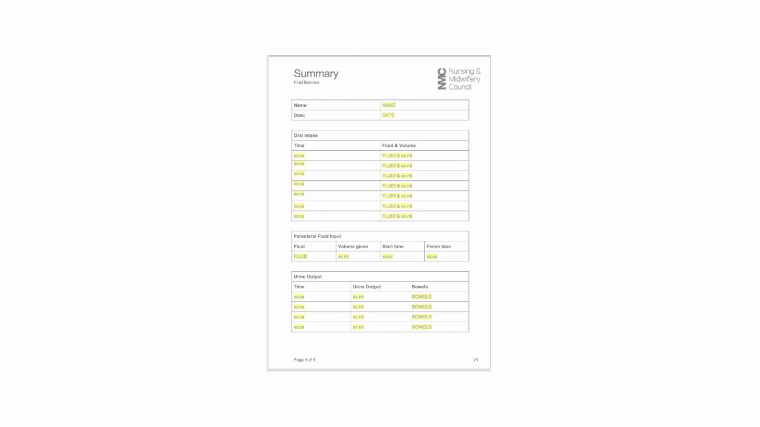This second page is an example of the fluid balance summary that you will be given. This breaks down the oral intake, parenteral input and the urine output and bowels. It is important to note here that if there is documentation of a fluid such as water, but there is no volume, you cannot transcribe this onto your fluid balance chart. This would be the same with the output. If the chart stated the patient's bowels had been open, but no unit of measurement is given, please do not put this on your fluid balance chart.